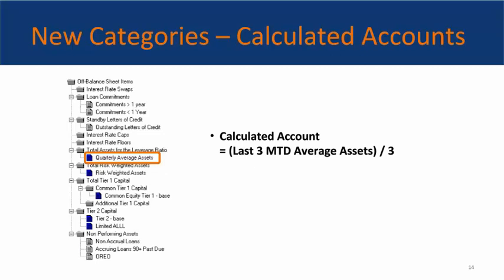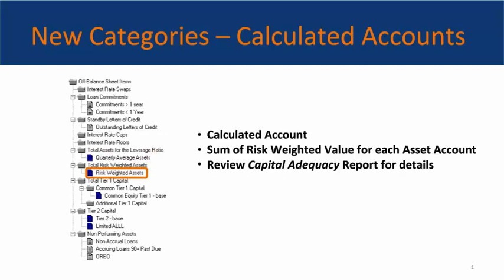It is the simple average of the selected month average balance and the 2 months average balance prior to the selected month. The next calculated account is risk-weighted assets. It is the sum of the end-of-month balance for each individual asset account in Compass multiplied by the risk weight for that account. So if you change any end-of-month asset balance or if you change any risk weight, the amount of the risk-weighted assets is going to change automatically. Reviewing the capital adequacy report will show you the details behind how this number is calculated.